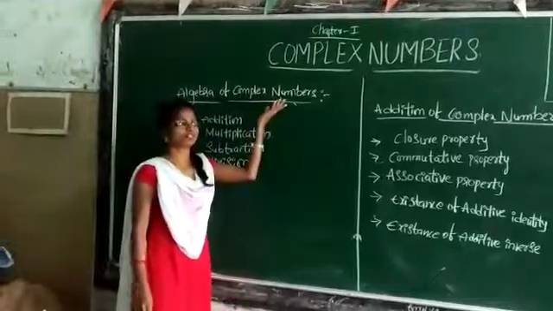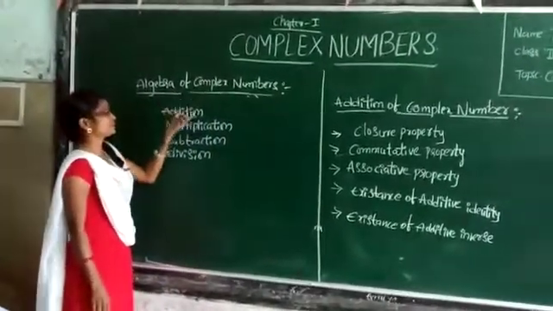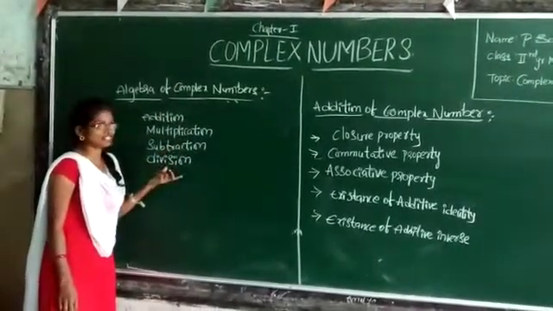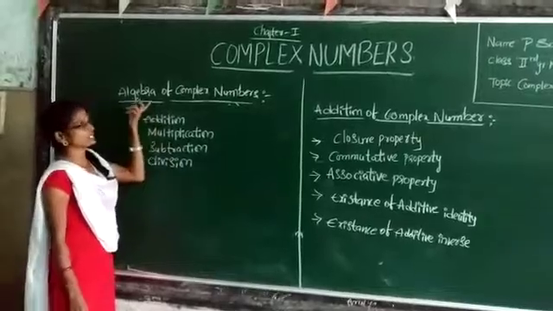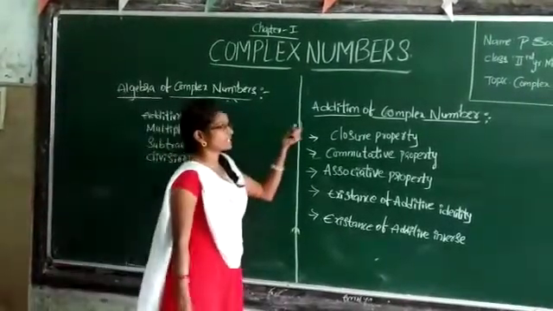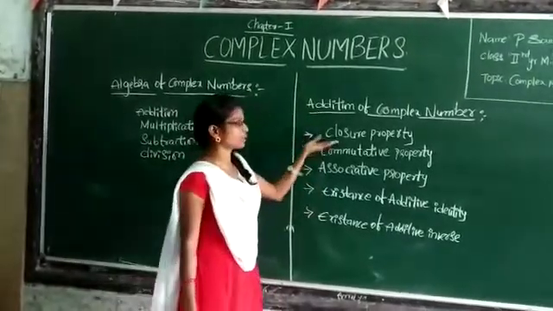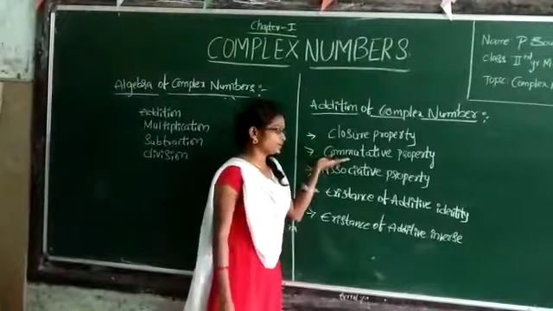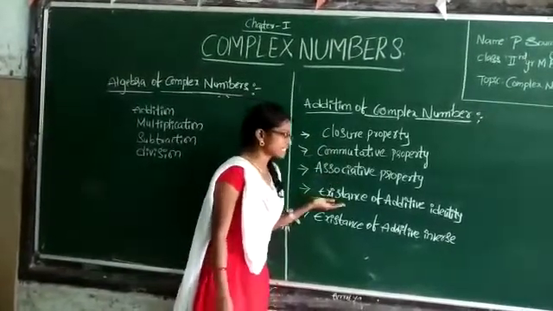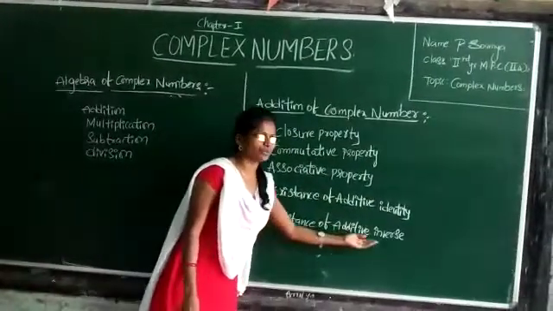Algebra of complex numbers. What is algebra? Algebra is nothing but addition, multiplication, subtraction and division. These properties are called the algebra of complex numbers. Here I am taking the addition of complex numbers. Addition of complex numbers has some properties: closure property, commutative property, associative property, existence of additive identity and existence of additive inverse.